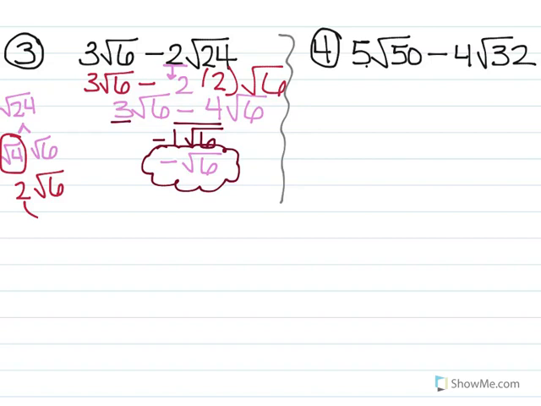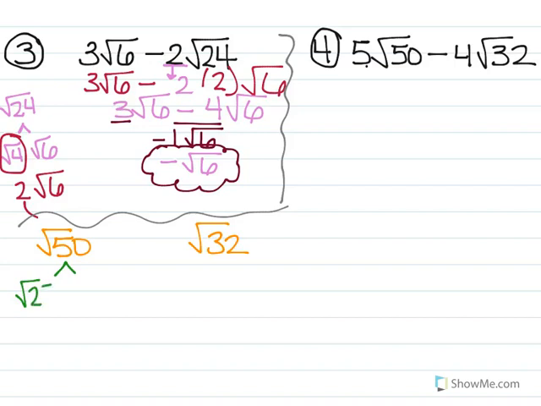So, off to the side somewhere, I'm going to do it over here. We're going to break down radical 50, and we're going to break down radical 32. So, if you think about 50, you have 1 and 50, that's not going to work. But then you have 2 and 25. So 25 is a perfect square. The square root of 25 is 5. So radical 50 breaks down to 5 radical 2.